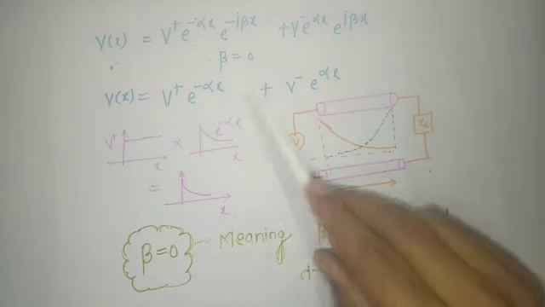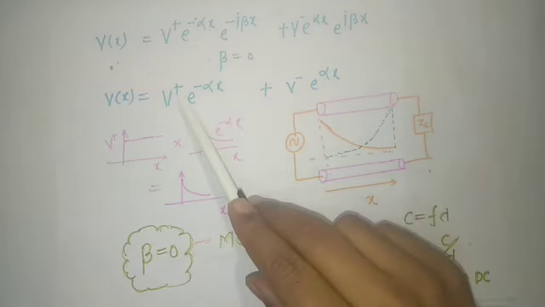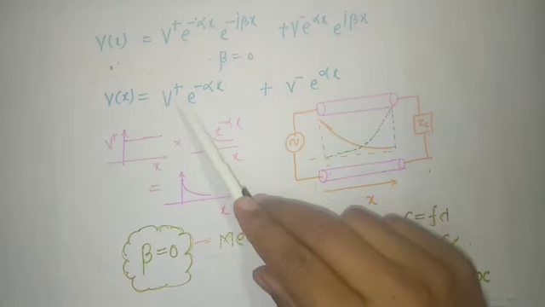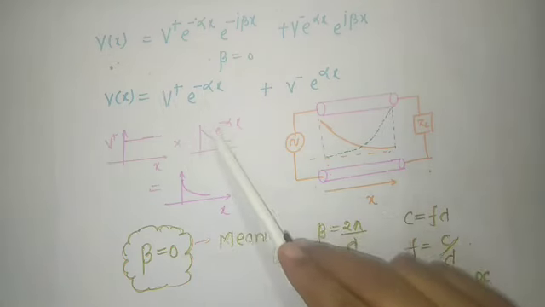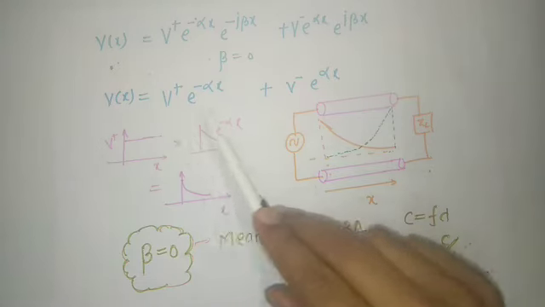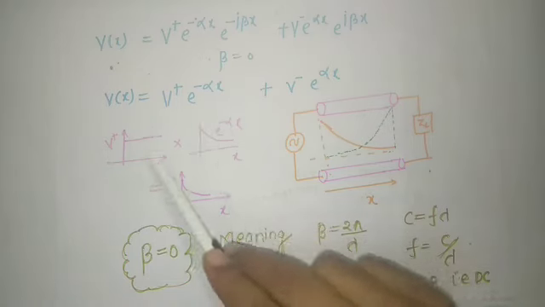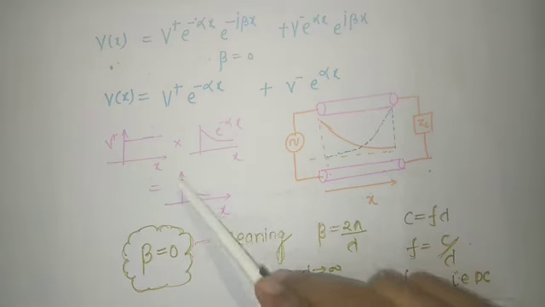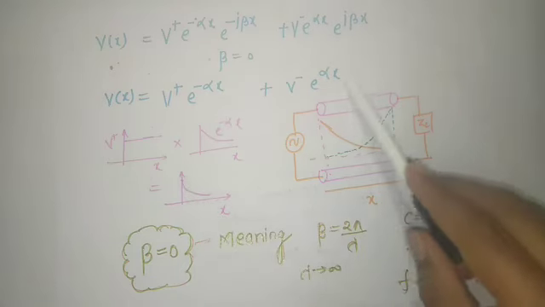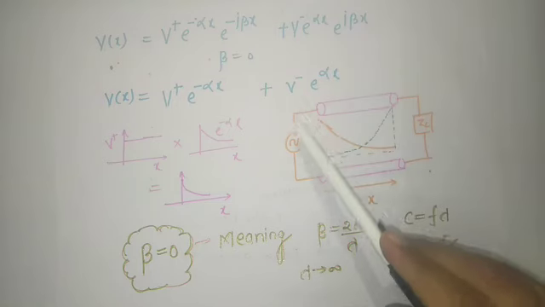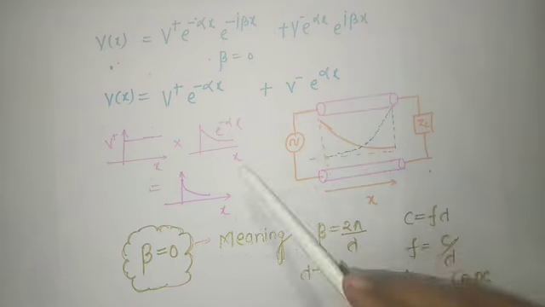This is for the forward wave and this is for the backward wave. Now the graphical representation of this term: V plus is nothing but a constant, and e power minus alpha x is an exponential function. The first term represents the multiplication of these two things, and when we multiply them, we get this kind of graph. Okay, now what is the significance of this one? It is again V minus, which is constant, and e power alpha x is an exponential type of function, so the final function will be an exponential type of function.